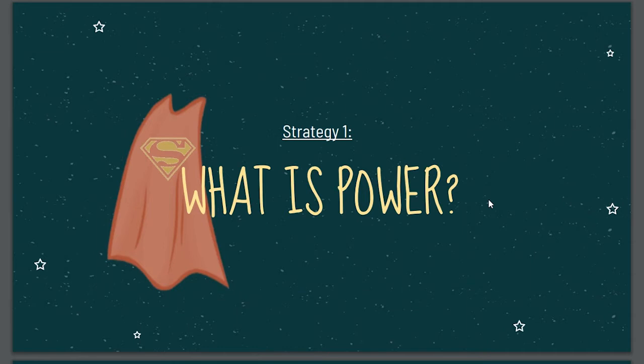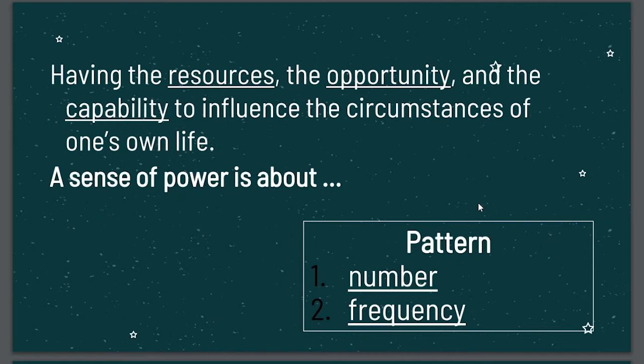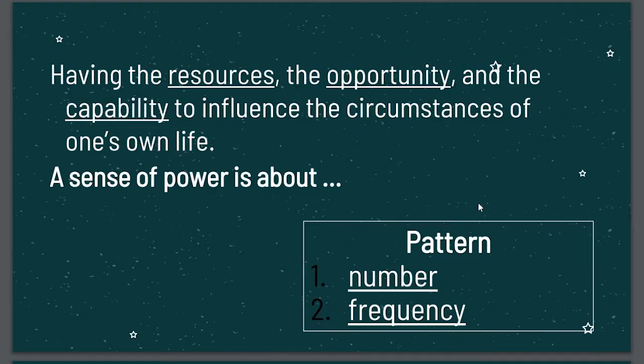All right, so the first strategy that I want to talk about is this whole idea of power. There's always going to be a power struggle, and so the idea here is to make sure that you're giving students as much power over their behavior as possible if you want to see more authentic engagement going on. What this means is having the resources, the opportunity, and the capability to influence the circumstances of one's own life. Students will do better the more power they get to have over the outcomes, all right? To reinforce that, we need a number of those opportunities and a rapid frequency for those things to happen.